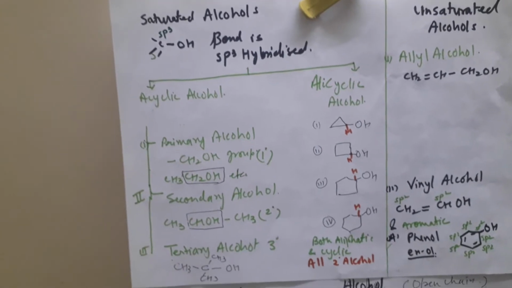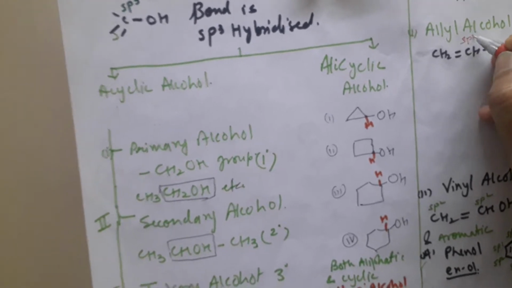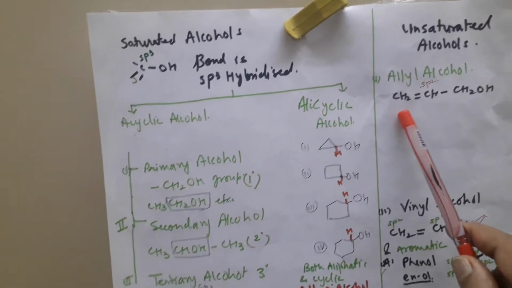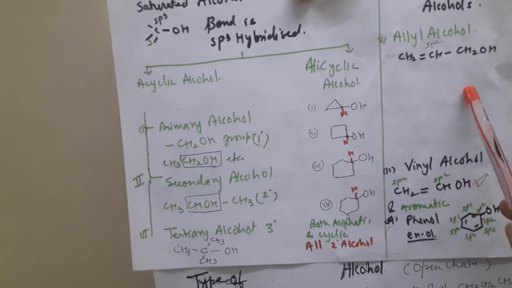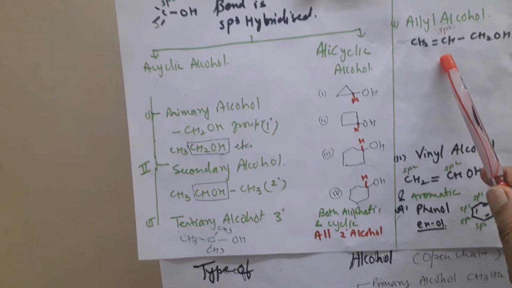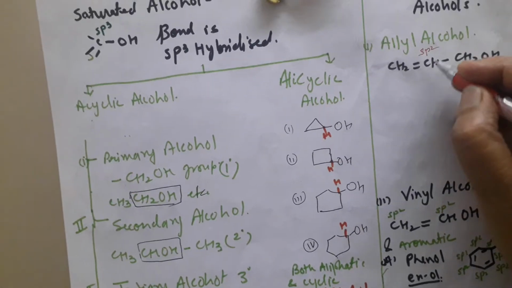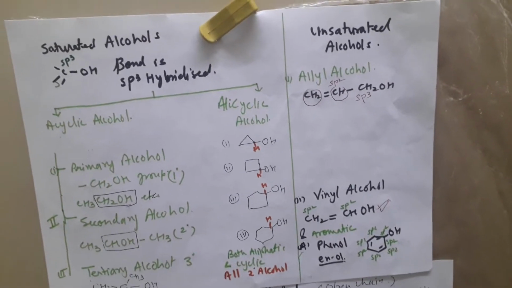If any such group is present adjacent to this, see, this is an sp2 hybridized carbon. Here the CHOH grouping is attached to this sp2 hybridized carbon, so this is unsaturated because of the double bond adjacent to it. So it is a different type of alcohol, called allylic alcohol, because the carbon to which the OH group is attached is sp3 hybridized, but adjacent to it there is an sp2 hybridized carbon. Clear? This is sp3 and these two are sp2 hybridized carbons. So we'll call it unsaturated.